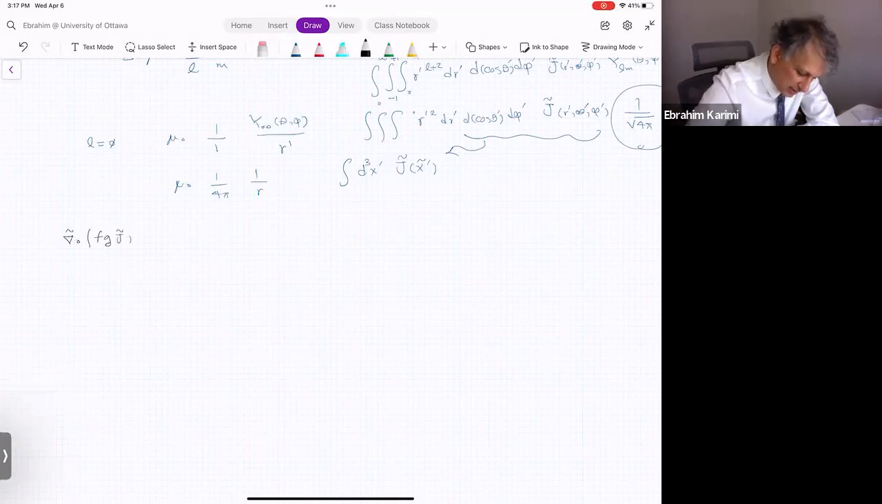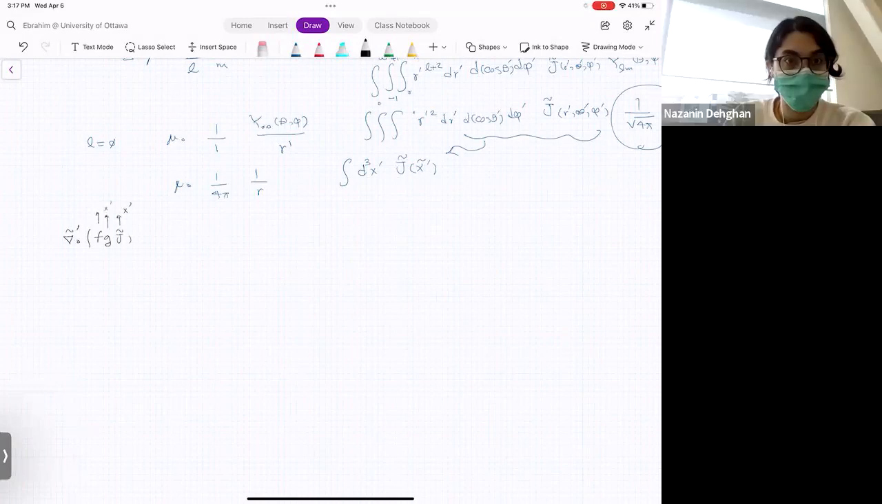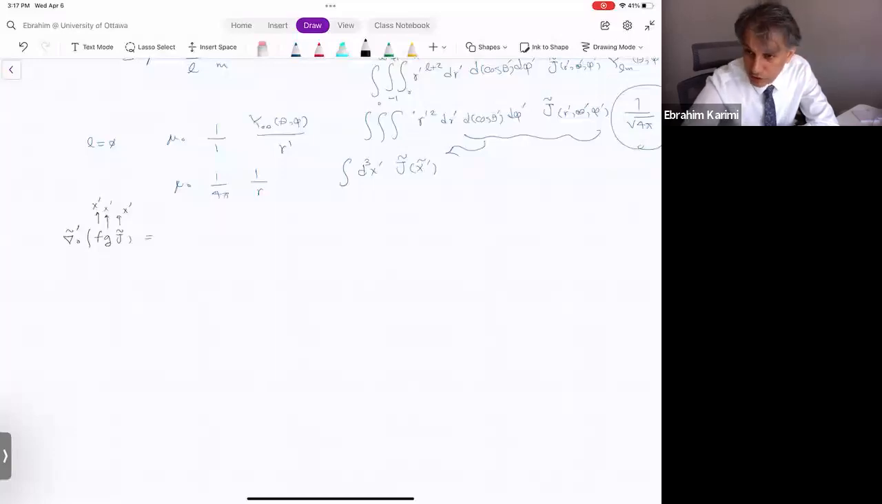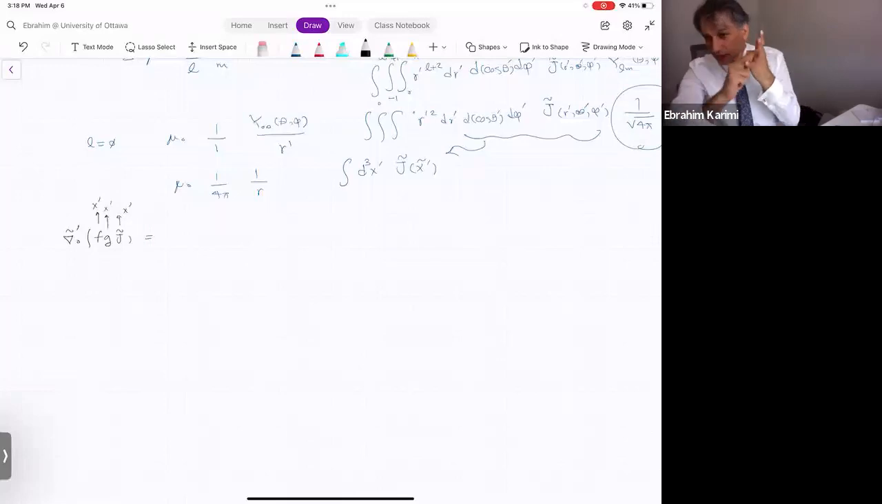Since I'm doing the dots, let's do that, assuming that j is a function of x prime, f also is a function of x prime, g also is a function of x prime. Okay, what is this value? It is a divergence of two scalar functions and one vector function.